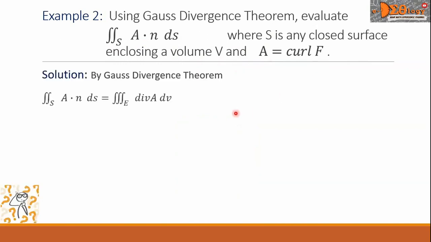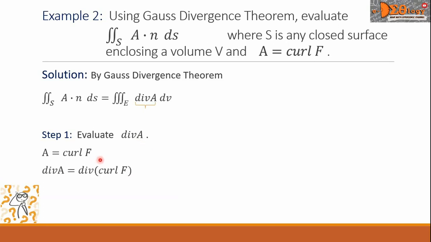Let us write the Gauss divergence theorem formula. Step 1. Let us now evaluate divergence A. In the problem, it is given vector A equals curl F. So we take divergence A equals divergence of curl F, and this is equal to 0.